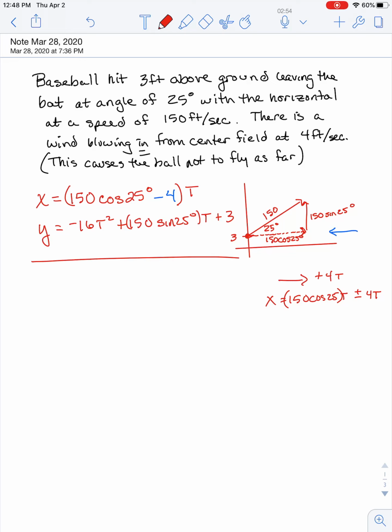So that's how you get the equations when there's wind involved. Again, if the wind had been blowing out, it would have been x equals 150 cosine of 25 degrees +4, and then times t, all of it times t. All right, hope that helps.